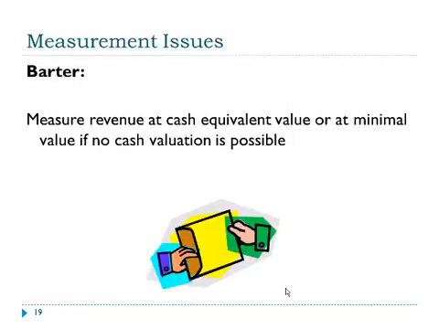If it's a pure barter situation where there's no cash involved at all, then the item that's received in trade, if it has a regular market value, that will be used. But if there's no regular market value, then the revenue is going to be recorded at minimum value if no cash valuation is possible. So this is the case if we have a sales transaction in which the other party is going to provide us with services that it doesn't provide to anyone else, so it has no market value. We will not be able to simply pretend that this must be $1 million sale without any evidence to back it up.